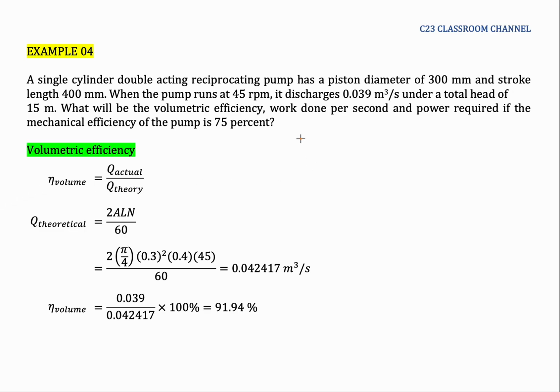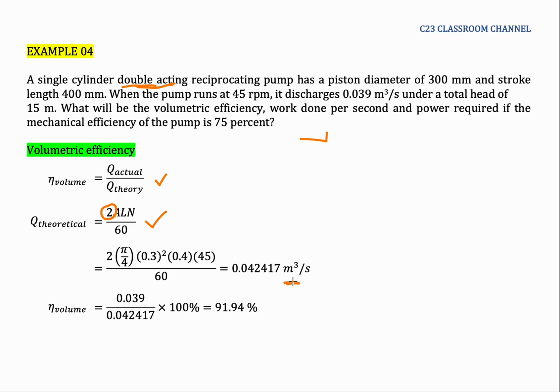So we have all the data here. The first question is about the volumetric efficiency. We know that the volumetric efficiency is the actual flow rate divided by the theoretical flow rate. Because we have a double acting reciprocating pump here, we multiply by 2, because double acting means at one time there are two actions. Then we get the theoretical flow rate for a double acting reciprocating pump as 0.042417 meter cube per second.